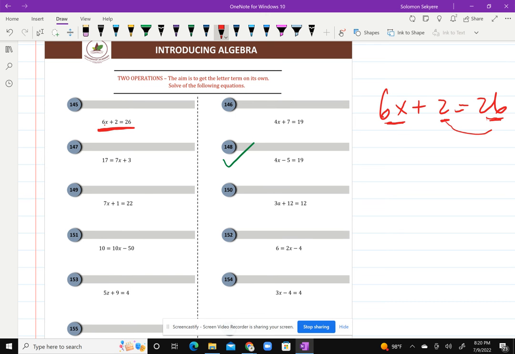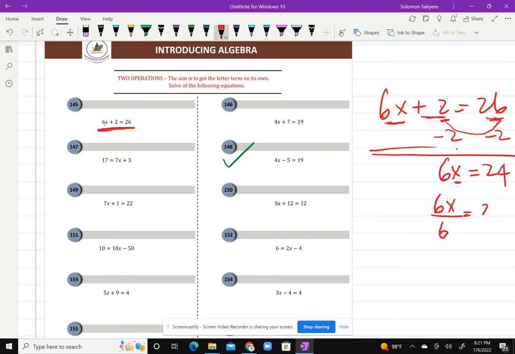We want to group our integers on one side. This is a plus 2, so we're going to do minus 2, minus 2. Draw a line. Plus 2 minus 2 is 0. So all that's left on the left side is 6x. This is equal to 24. First step done, right? Okay, so now we need to find our variable here. What do we do? We divide both sides by the coefficient of my variable.